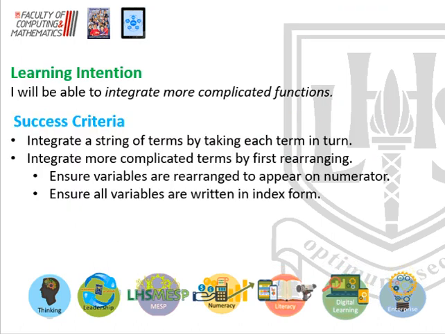Okay, so being able to integrate a string of terms by taking each term in turn, just doing them one by one. Remember that if there's brackets there, a lot of the time it's just so the dx applies to all, and then being able to integrate more complicated terms by first rearranging. So being able to rearrange the same way we did in differentiation, by bringing things to the top and getting rid of square roots, etc.